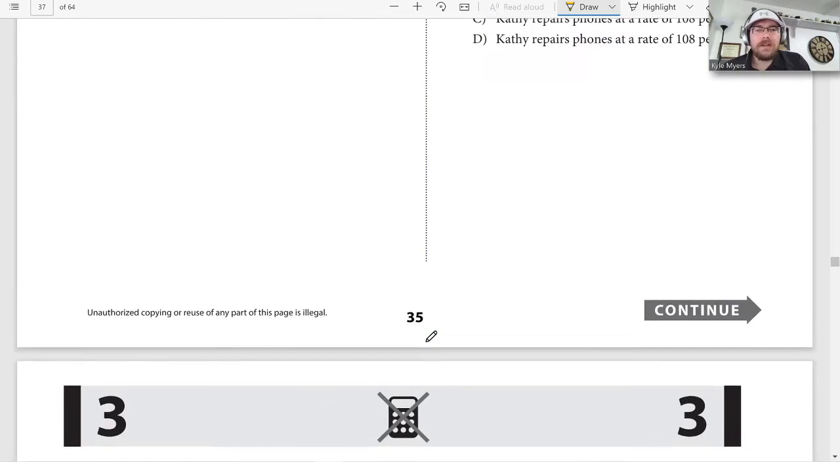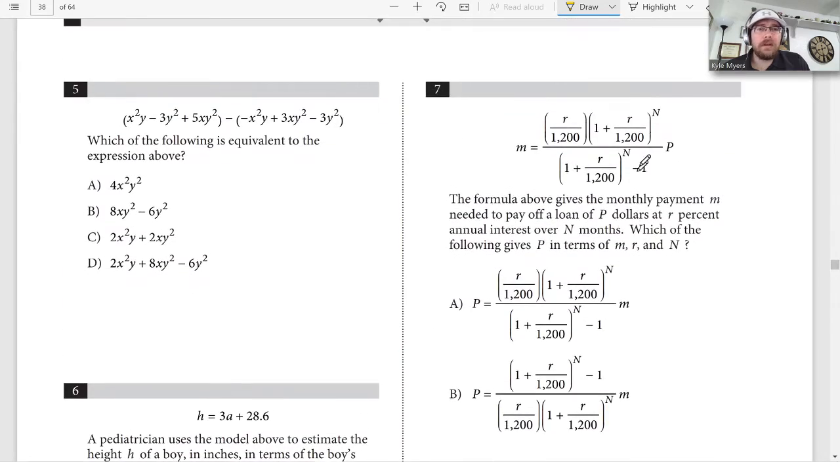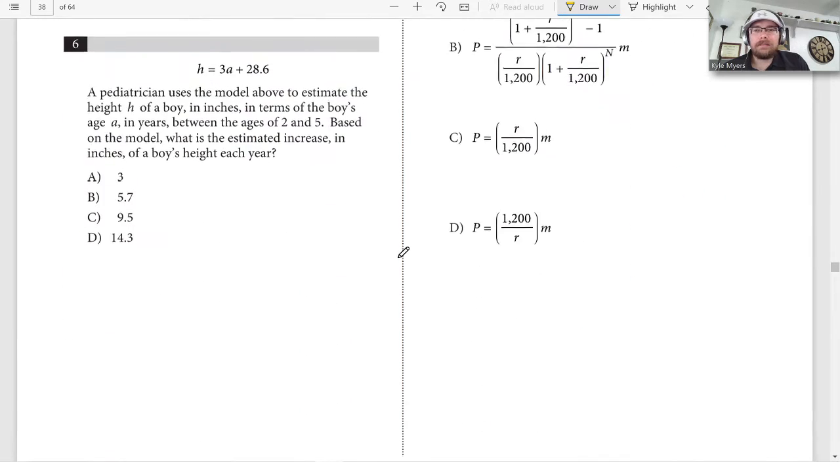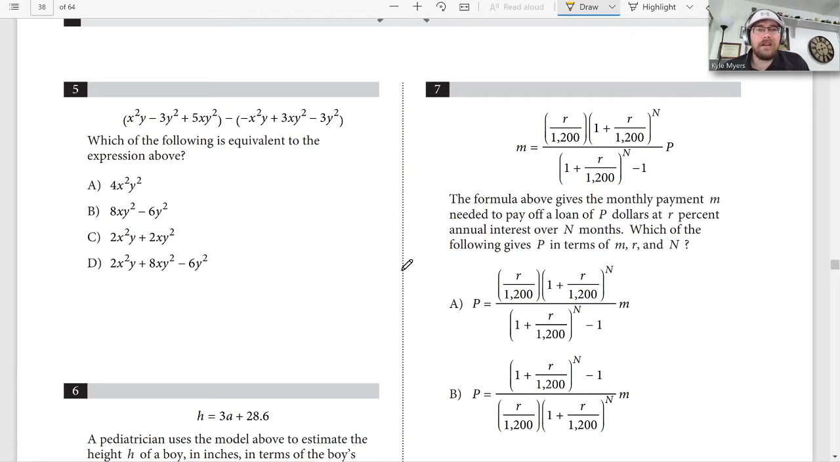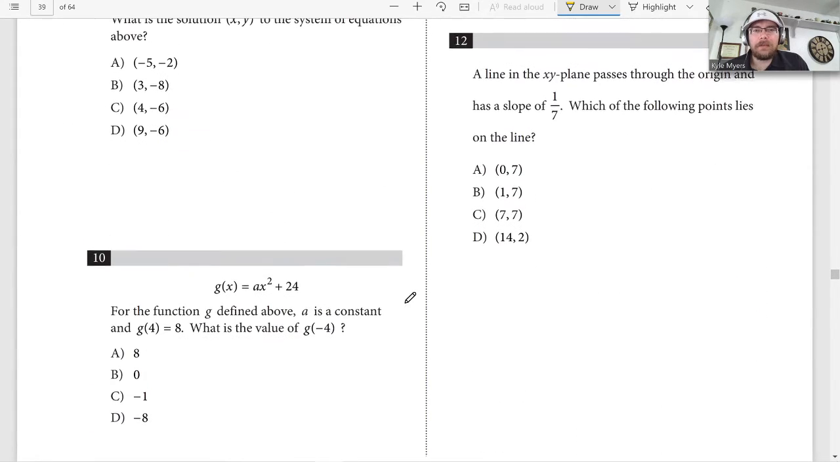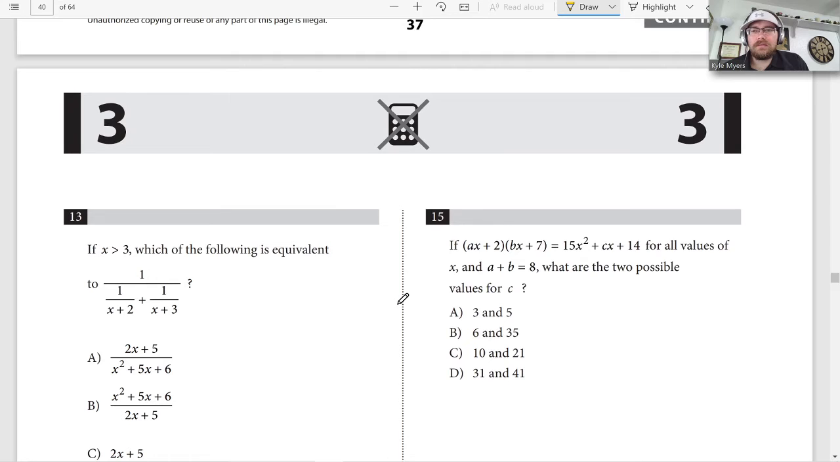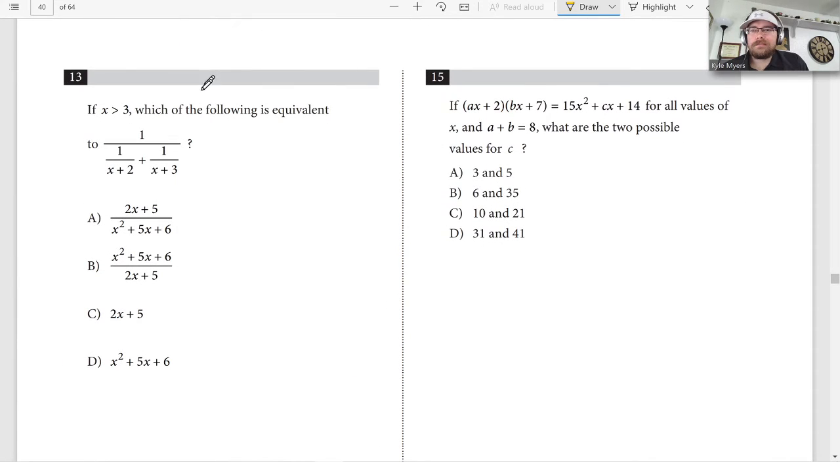Okay? So let's look at a hard level question. Let's scroll down a little bit. This one deceptively looks like a hard level question. Number 7. It looks really daunting, but it's actually not that bad. I would maybe say that's a hard level question. I don't know. Let's keep scrolling here. Yeah, maybe 13. I would say 13 is maybe a hard level question.